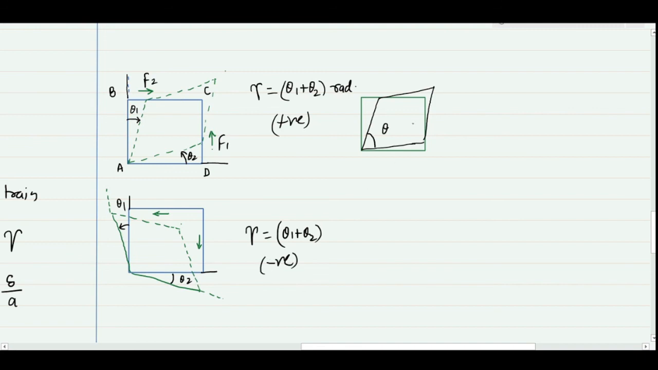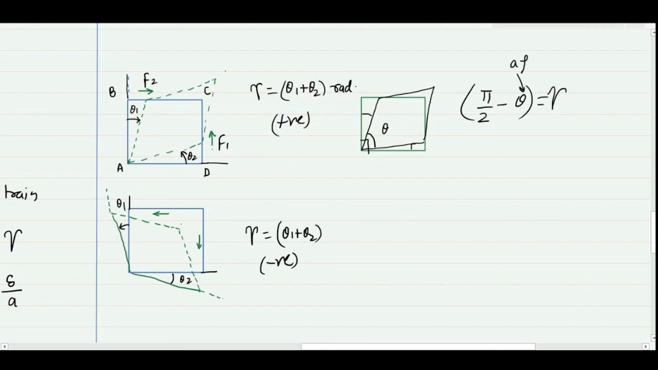How can we understand this? Let's take this problem where the two sides are initially at 90 degrees, so pi by 2. After that, it is at angle theta. So this difference is nothing but the sum of these two angles, so it is my shear strain.